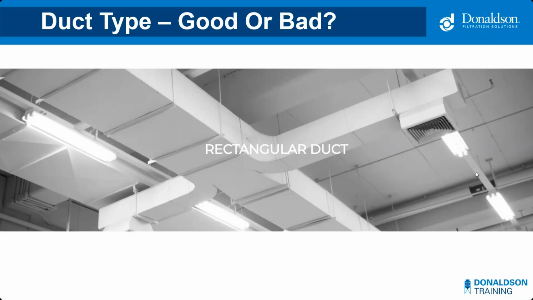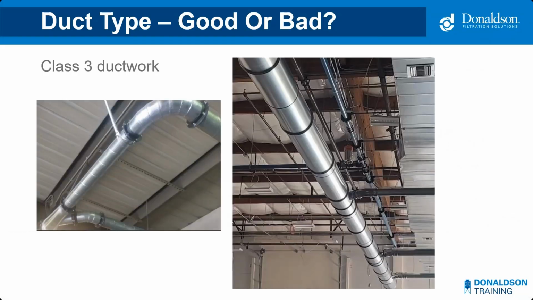We only want to use round duct on the dirty air side. On the clean air side, returning air to a space though, no issues with rectangular duct. All right, on to the next one for consideration.